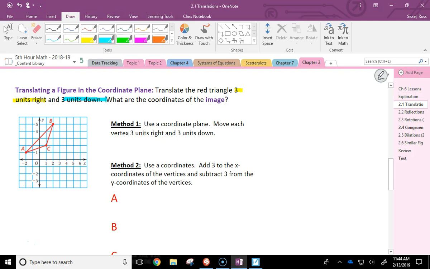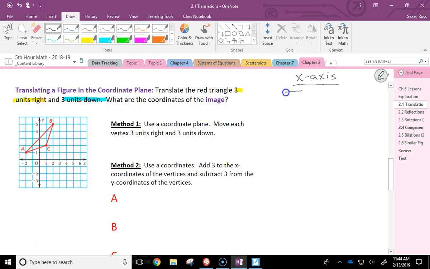Okay, my first question is, if I tell you we're going to translate left or right, which axis is that going to affect? Is that going to affect my x or my y? My x, right? The x coordinate's the one that tells me how far left and right we go. So when we do the left and right, we're using our x-axis.